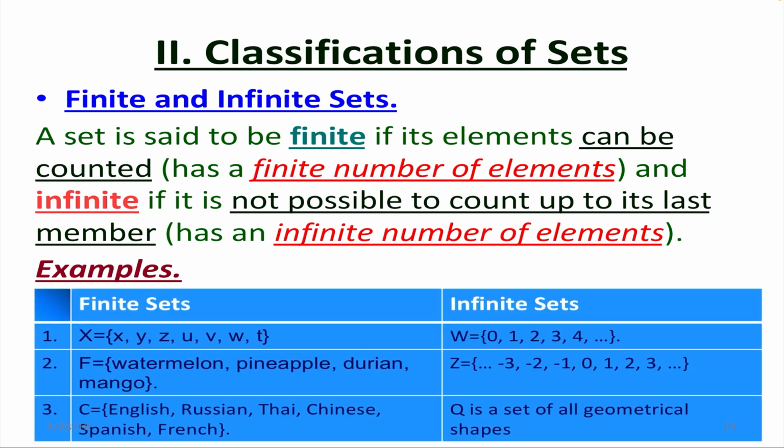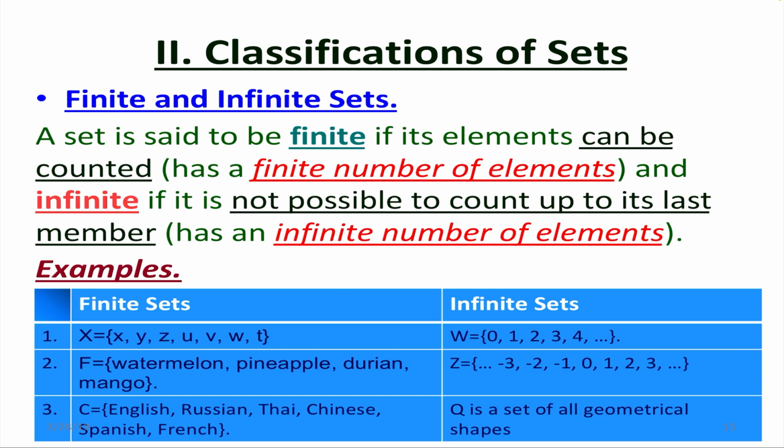Let's have a look at examples. For finite sets, we will have, let's say, set X containing X, Y, Z, U, V, W, T. The second example is going to be set F containing fruit: watermelon, pineapple, durian, mango. And the third one is going to be some languages such as English, Russian, and so on.